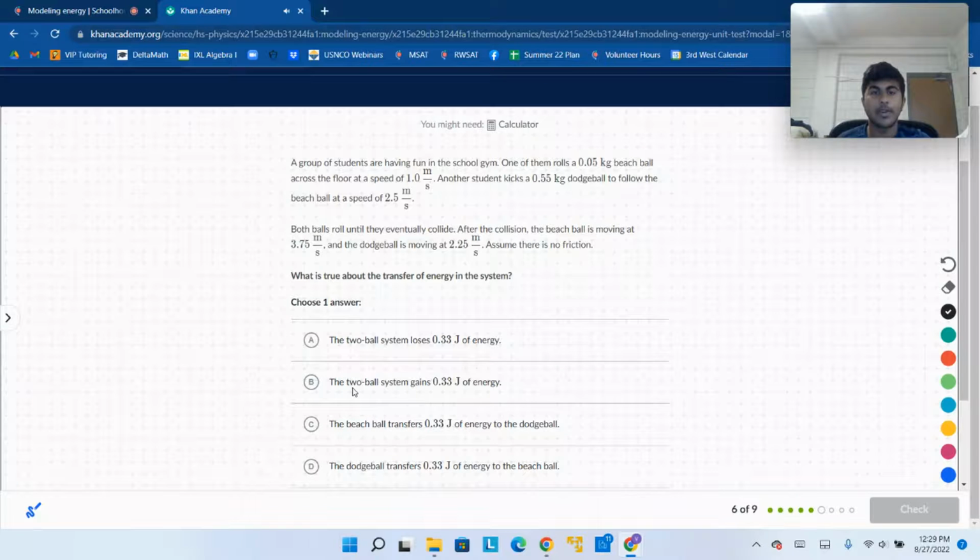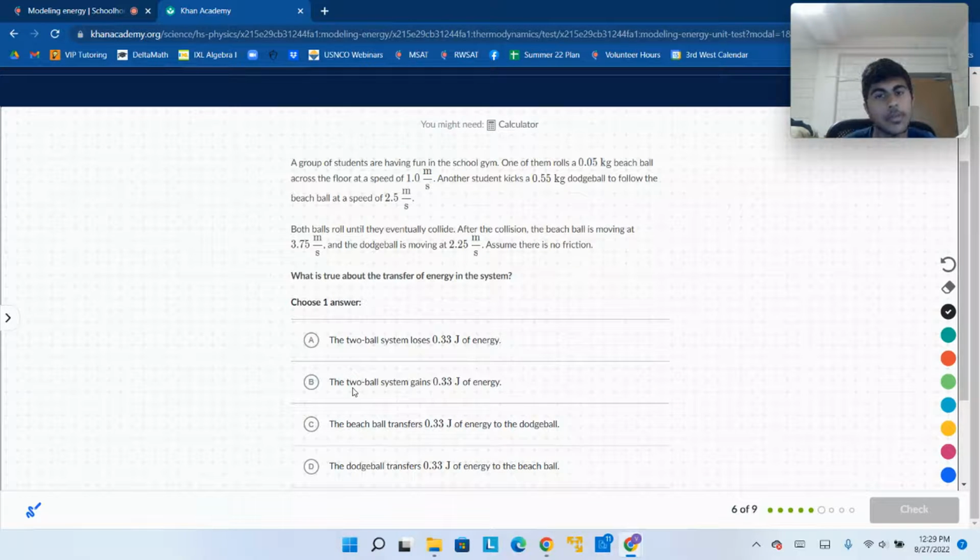A group of students are having fun in the school gym. One of them rolls a 0.05 kilogram beach ball across the floor at a speed of 1.0 meters per second. Another student kicks a 0.55 kilogram dodgeball to follow the beach ball at a speed of 2.5 meters per second. Both balls roll until they eventually collide. After the collision, the beach ball is moving at 3.75 meters per second, and the dodgeball is moving at 2.25 meters per second. Assume there is no friction.